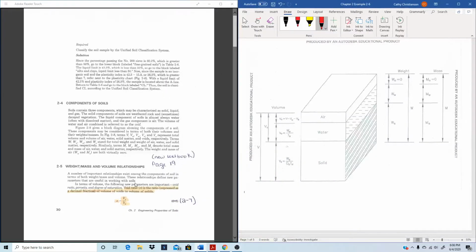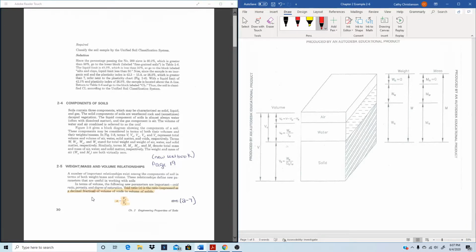Okay, so I'm going to go over the weight and mass, the volume relationship. I wanted you to watch the introduction video that I had found on YouTube, which is great. Now, this is an older edition of the textbook, so what I did is I put new textbook. You'll want to turn to page 19, and that's where our formulas are for weight, volume.